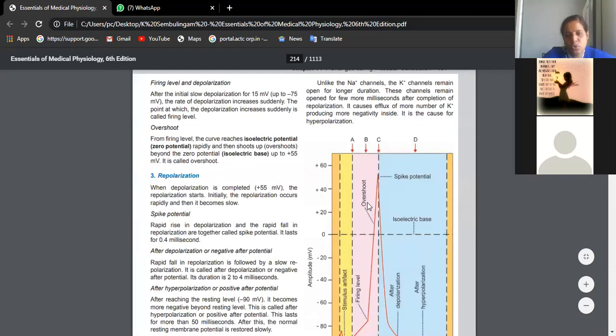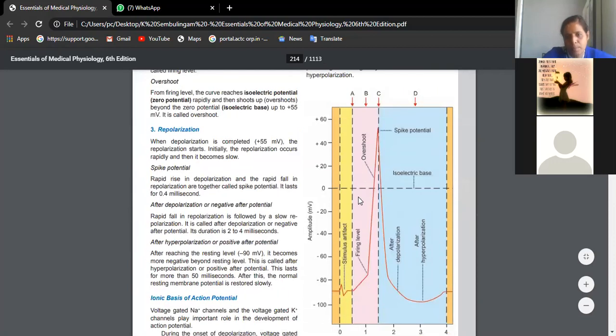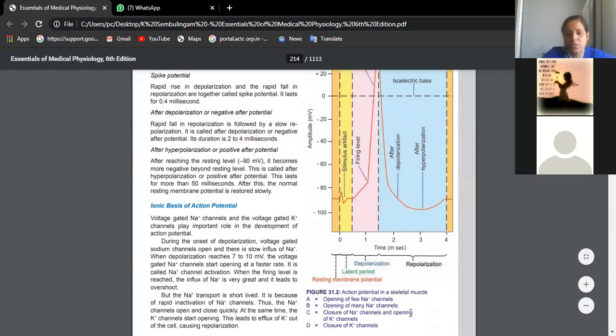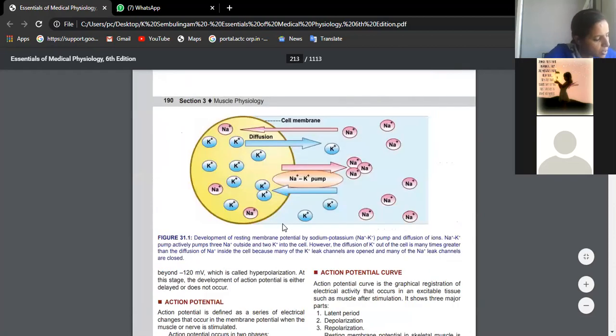That means it will shoot up in this way, which is called depolarization. The pinkish area is depolarization, the curve is going up. The bluish area is repolarization, the curve is coming down. Okay, beta? That's what you should write for the sodium potassium pump. Anyhow, it is 3 marks.